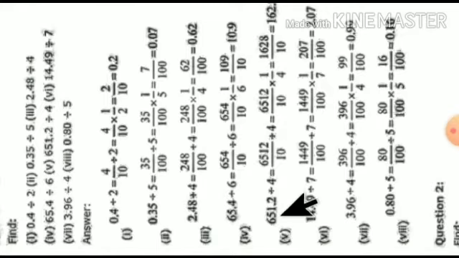Now 651.2 divided by 4 equal to 6512 upon 10 divided by 4 equal to 6512 upon 10 into 1 by 4 equal to 1628 upon 10.